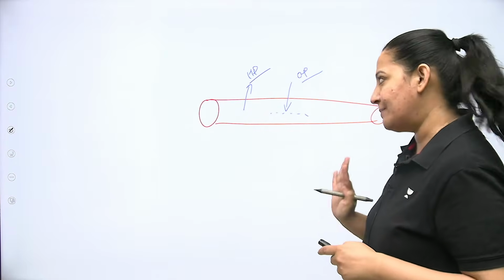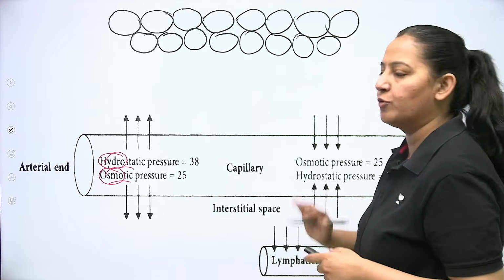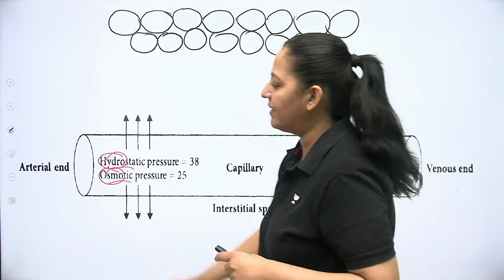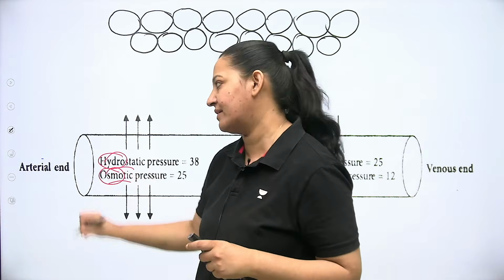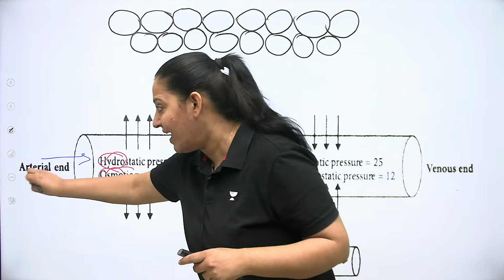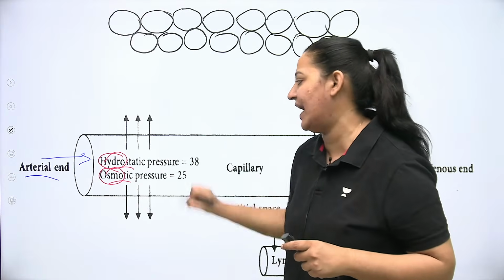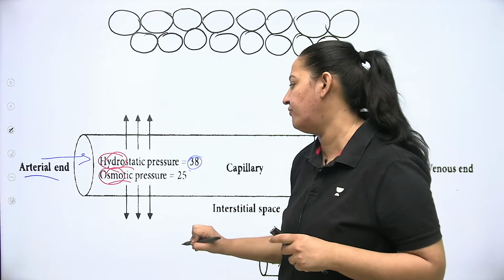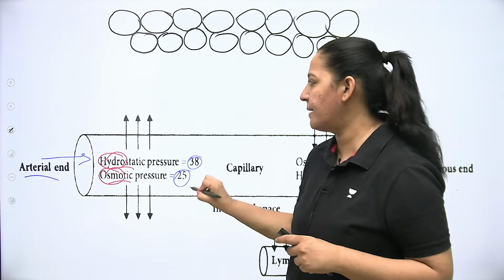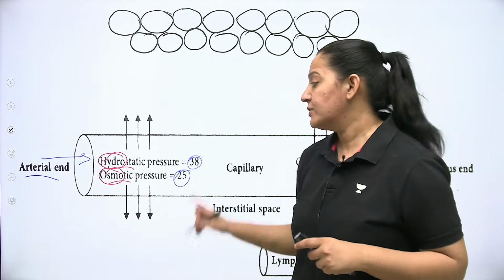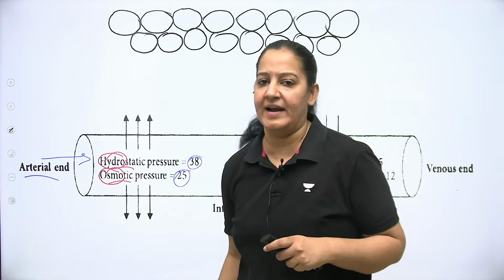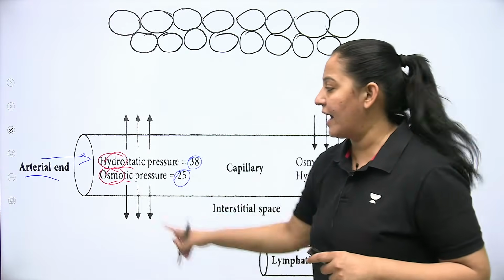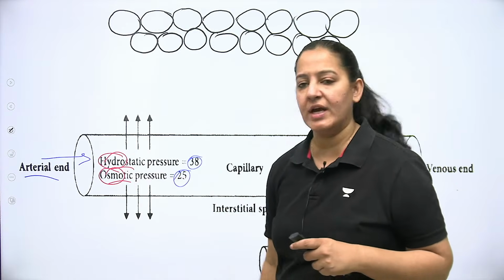Osmotic pressure is inward. See the arrow. Let me talk about these two pressures in a normal human capillary. Whenever blood is entering here, it contains water and protein. At the arterial end, the hydrostatic pressure is 38 mm of mercury and the osmotic pressure is 25 mm of mercury. So 38 mm and 25 mm. These are the pressures at the arterial end, 38 and 25. Hydrostatic is outward and osmotic is inward.